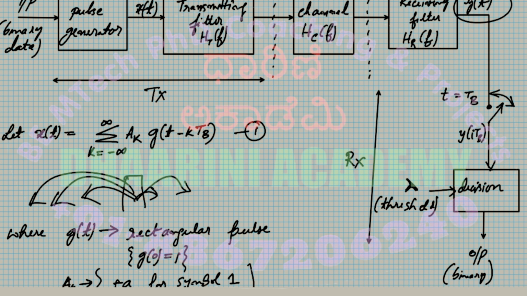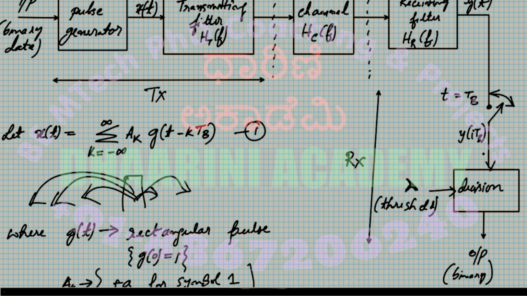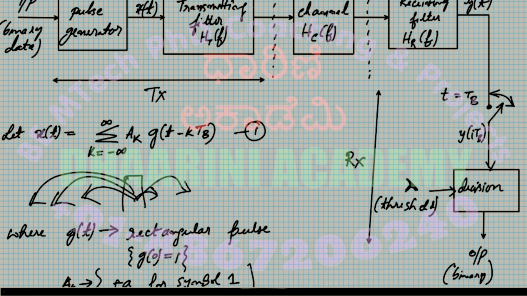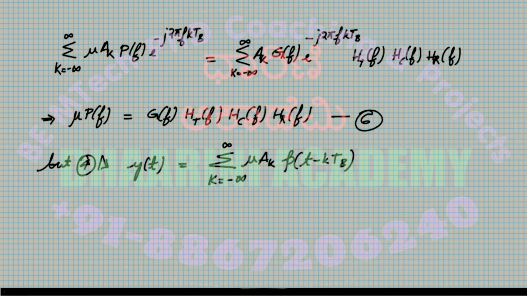So that's where, sorry, that y of ITb is the one which is used by a decision device or decision-making circuit to get your output. That's where error is going to come, right? Because of the ISI, we have not seen the ISI yet, but what we are going to see now is that the decision is going to be wrong if there is ISI. So I have to see what is y of ITb. If there is a mistake, if there is something wrong with the y of ITb, that's the reason for wrong decisions, right? So let's go with that part now.